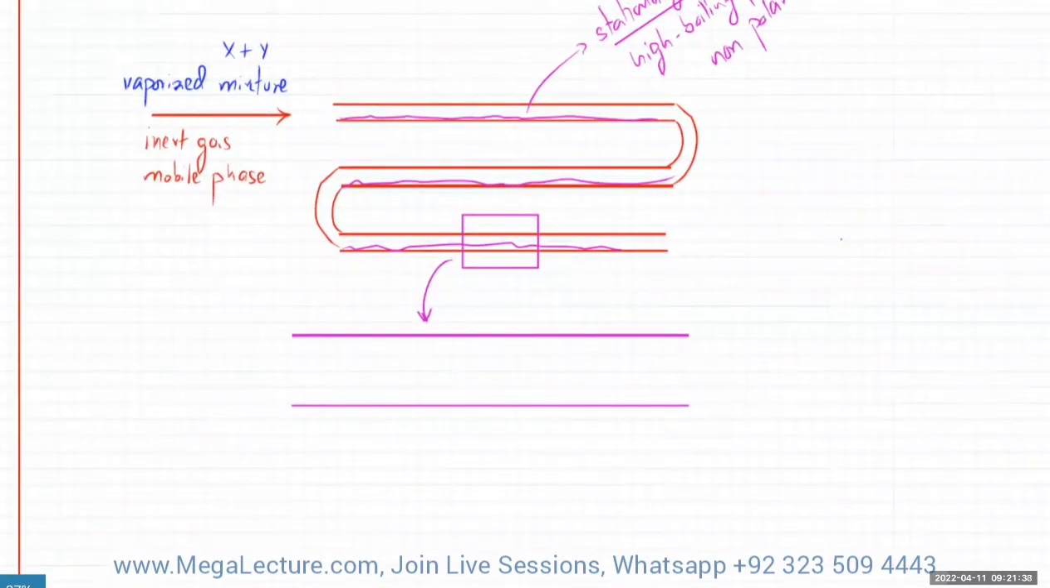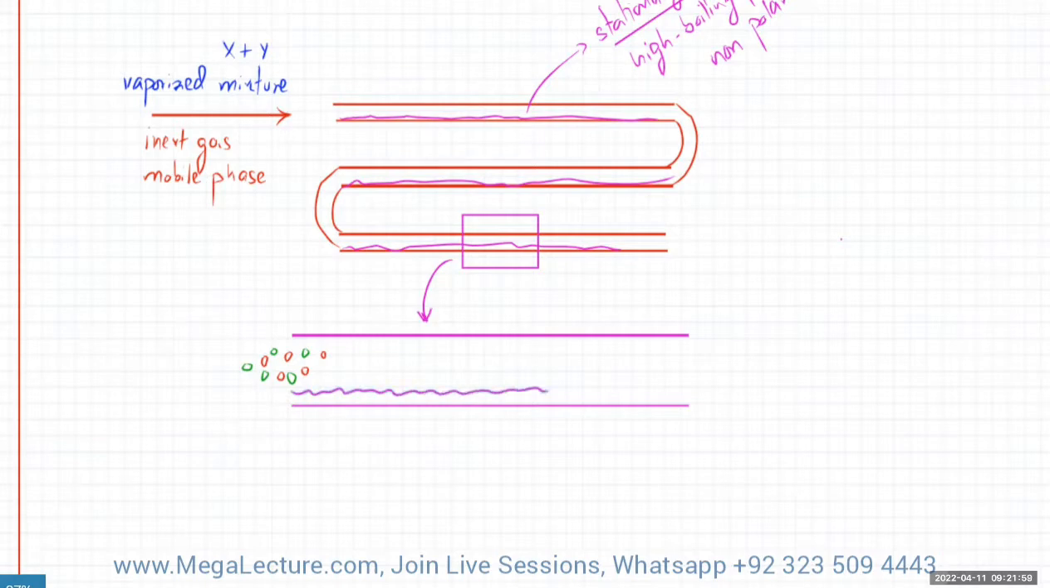There's a mixture of X and Y, and that is traveling. You've got all these particles of X and particles of Y mixed together. Let's say it's a vaporized dye, and they are mixed together. In the tube, there is this non-polar high boiling point stationary phase. Now as the particles move, one of the dyes would be more soluble in the stationary phase. Let's say the green particles are more soluble. So the green particles would start to get absorbed, or dissolve, in this stationary phase.